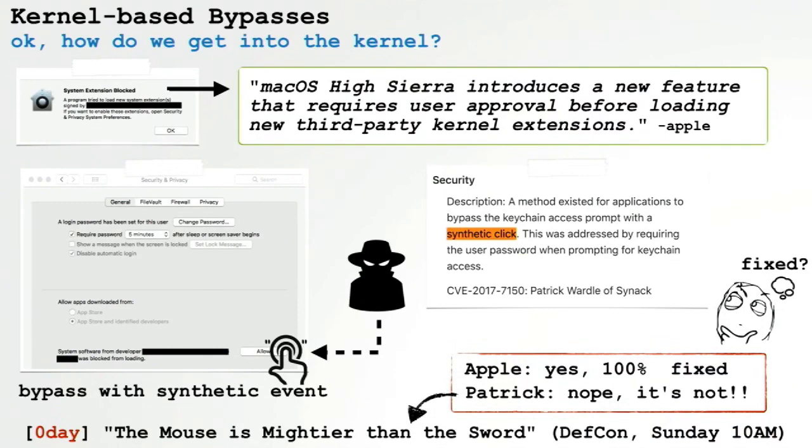Turns out it was trivial to bypass this via a synthetic click, and although Apple patched that, unfortunately, as is the case with many Apple security mechanisms, it's still completely trivial to bypass. So since the introduction of this security feature, it's been completely broken. So I'm going to give a talk at DEF CON on this if you are more interested in that.